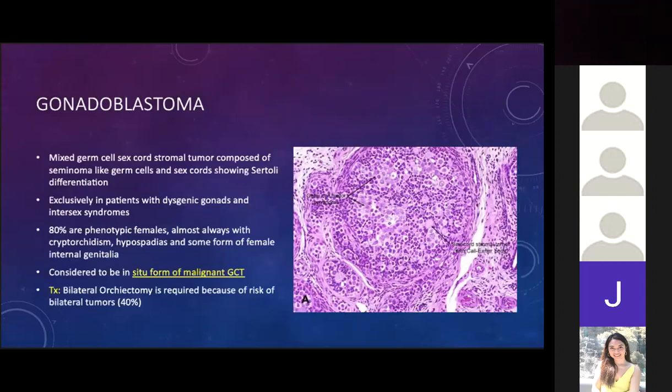Your gonadoblastoma, it is a mixed germ cell sex cord stromal tumor composed of seminoma-like germ cells and sex cords showing Sertoli differentiation. It's exclusively in patients with dysgenic gonads and intersex syndromes. And 80% are phenotypic females, almost always with cryptorchidism, hypospadias, some form of female internal genitalia, and considered to be an in situ form of malignant GCT. And for treatment, bilateral orchiectomy is required because of the risk of bilateral tumors of 40%.